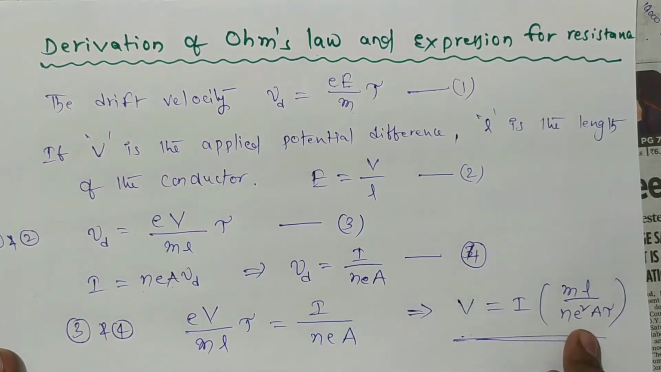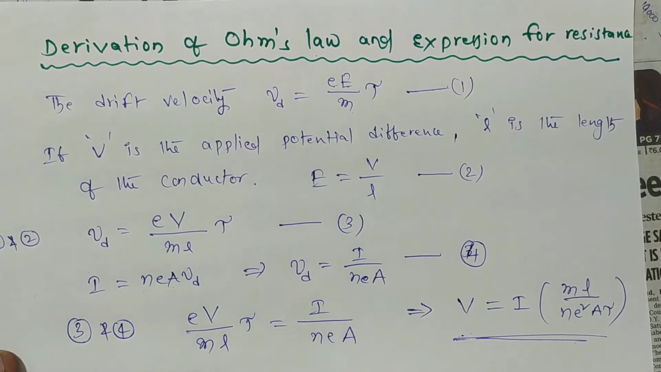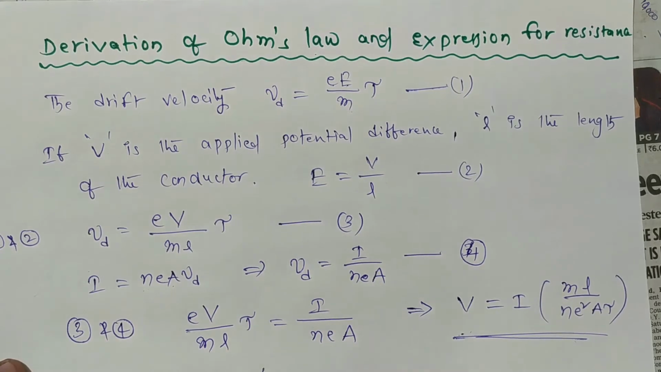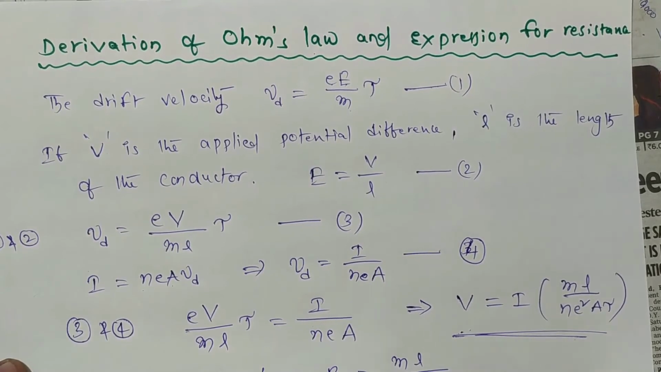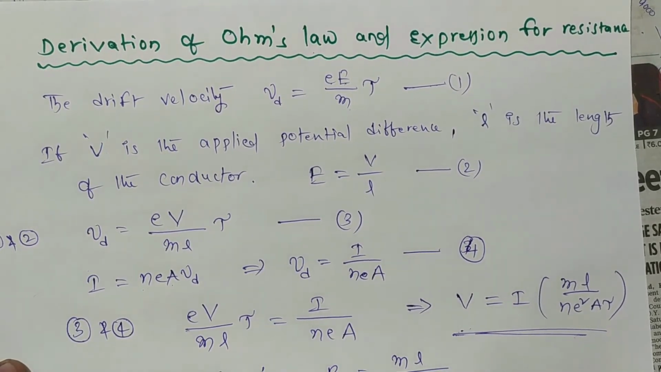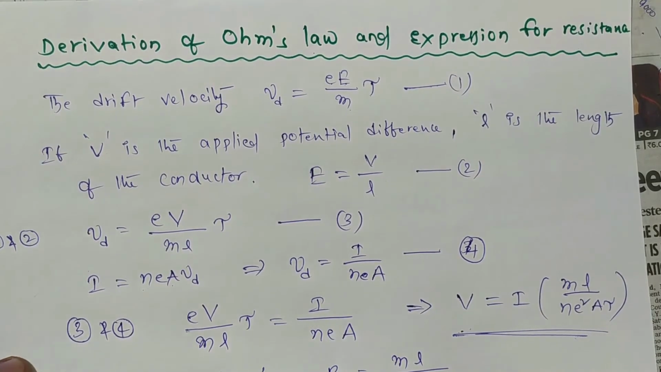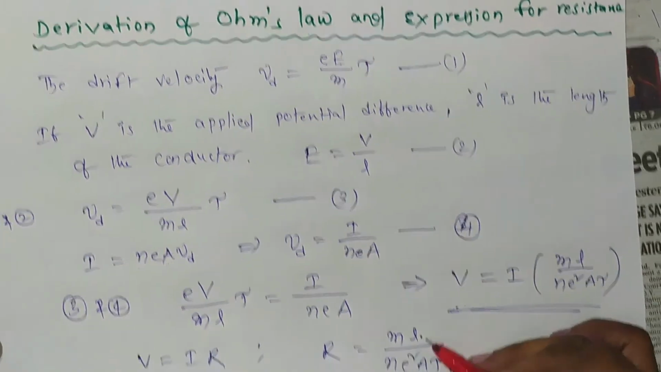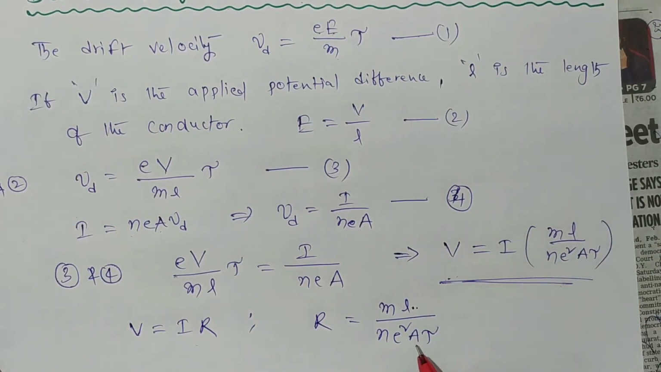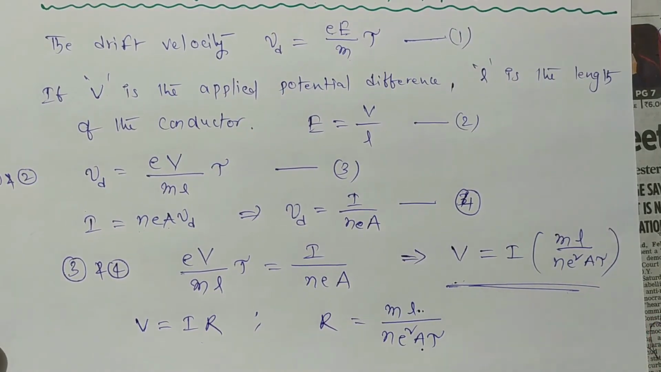This formula looks like V is equal to IR from Ohm's law. So this is the mathematical form of Ohm's law. Here you can write R is equal to m L by n e square A tau. This is the resistance of the conductor, where L is the length of the conductor and A is the area of cross section. So L and A depend upon the dimensions, that is the geometry, the shape of the object.